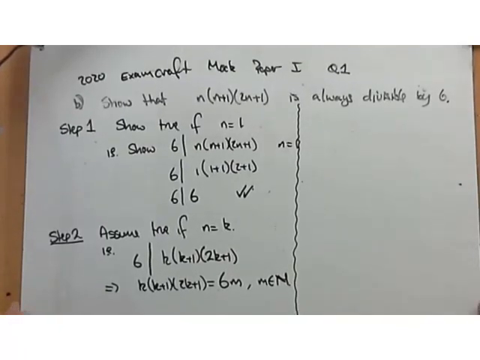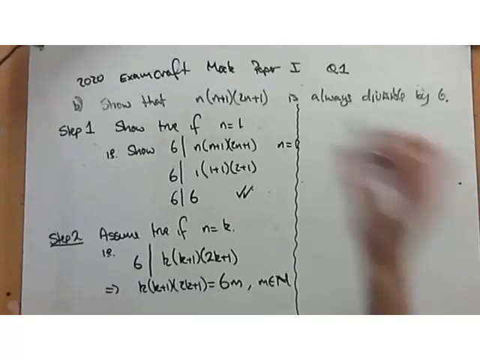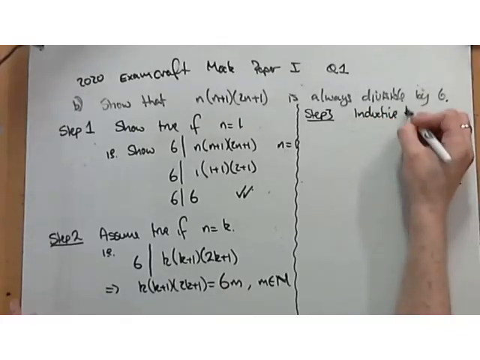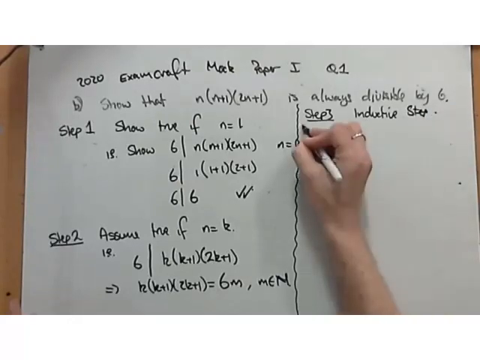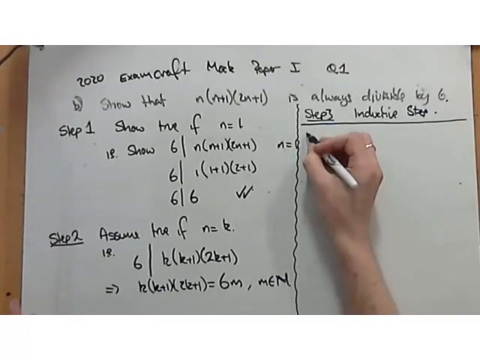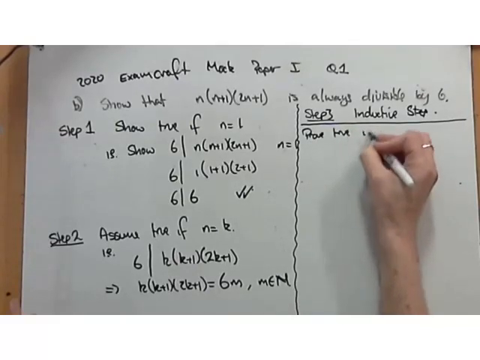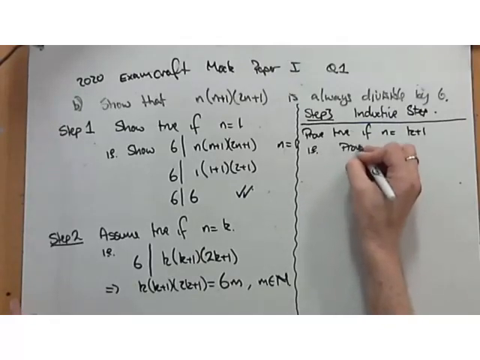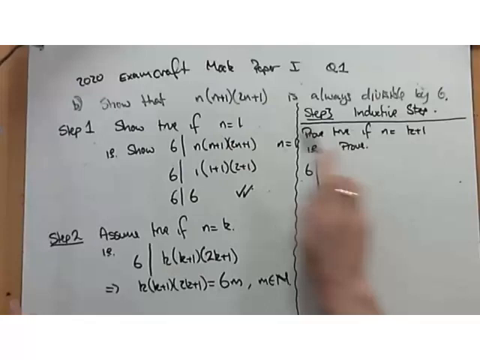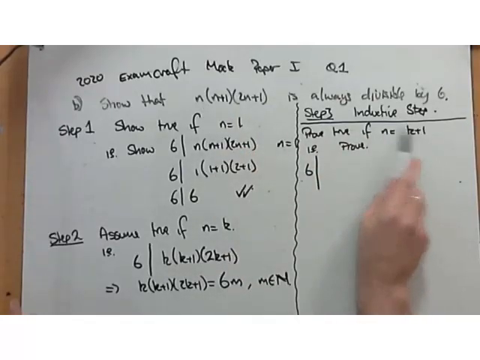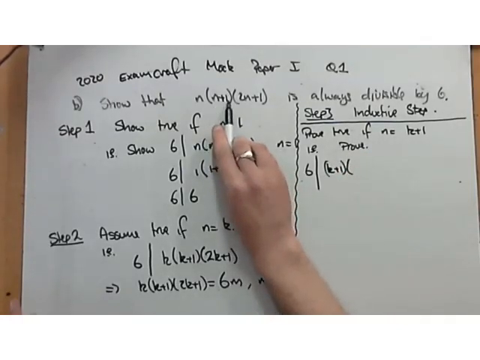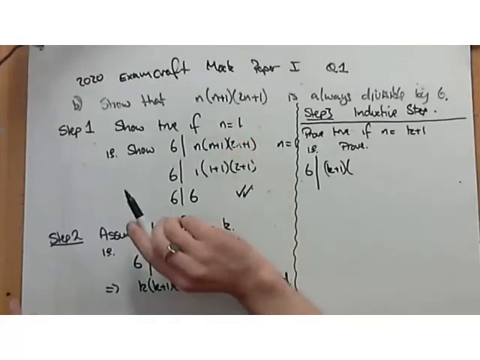The next step is step 3, and this is the inductive step. This is the money inductive step. And the inductive step is we must now prove true if n is equal to k plus 1. We're going to prove if it's true in that instance, i.e. prove that 6 divides into, so instead of n, I'm going to say k plus 1 for each of these. So the first one is k plus 1. The second one is n plus 1, which is k plus 1 plus 1, and that's k plus 2.